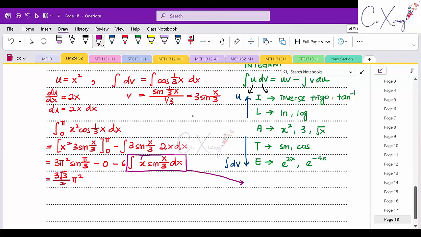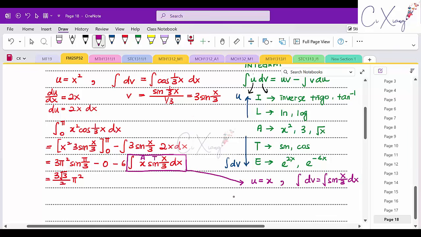What is the A? What is the x? X is algebra. What is the sine? Sine is trigo. So again, algebra is higher, right? So you let u equal to x. Then dv equals the integration of sine pi over 3 dx.